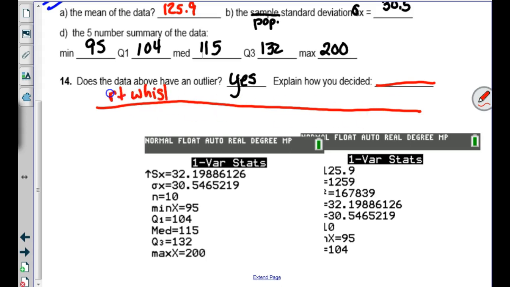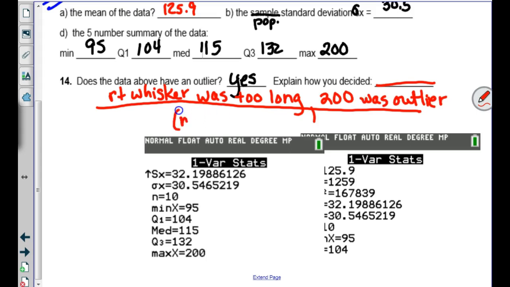I'm going to be a little more specific. Okay. The right whisker was going to be too long because the 200 was an outlier. And when I say too long, it's more than 1.5 times the box. You don't have to say all that. I'm just trying to get you to remember why. Any questions? Is that the whole section?